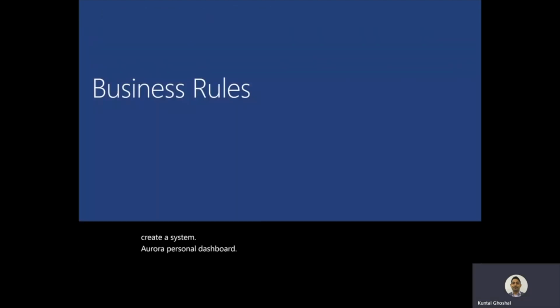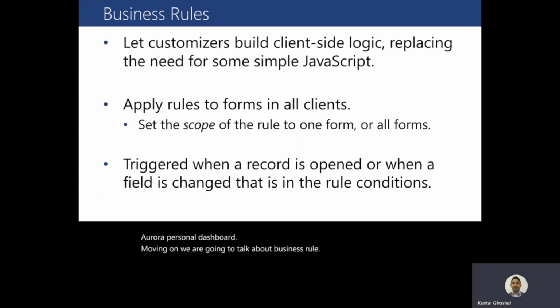Moving on, we are going to talk about business rules. So a business rule is a great way to implement a low code, no code platform with minimum custom code. Business rules allow customizers to build client side logic, and that also removes the need of creating custom JavaScript.